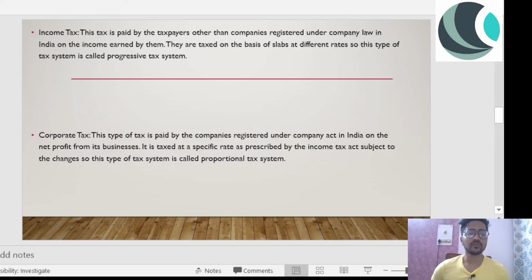Now we move on to income tax, because we have to talk about income taxes. It is a main topic. Firstly, we'll talk about what is income tax and what is corporate tax. Then we will deep dive into income tax.